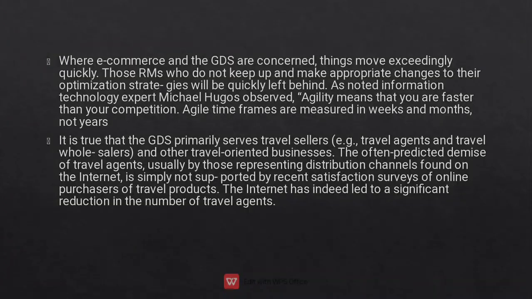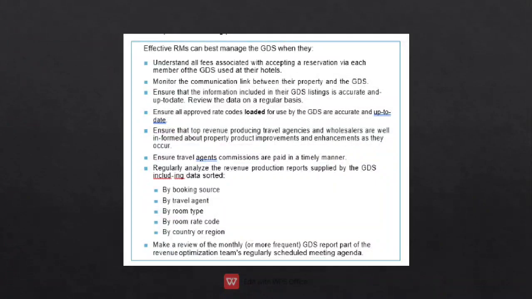Agility time frames are measured in weeks and months, not years. So effective RMs can best manage the GDS when they first understand all fees associated with accepting reservations via each member of the GDS used by their hotels. Number 2, monitor the communications link between their property and the GDS. Number 3, ensure that the information included in their GDS listing is accurate and up-to-date.